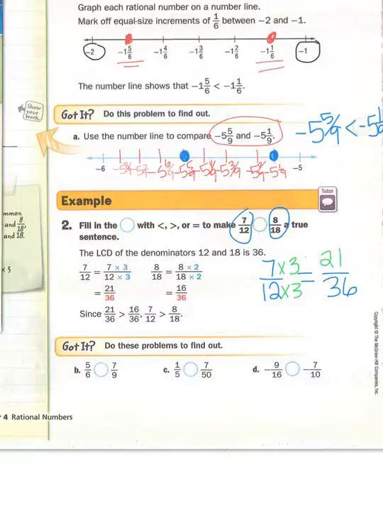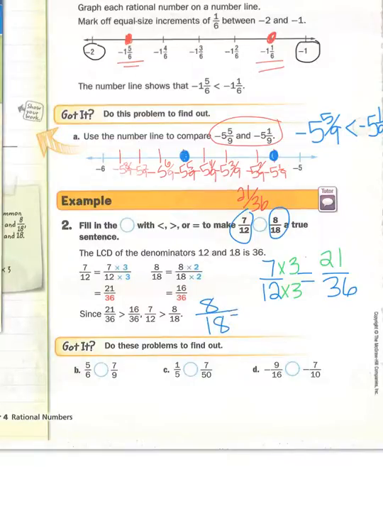So we take the fraction 7/12 and we rewrite it, let's see, I'll try red here, and I'll write above it. 7/12 would be the same as 21/36. Okay? Then we're going to go ahead and do the same thing for 8/18.